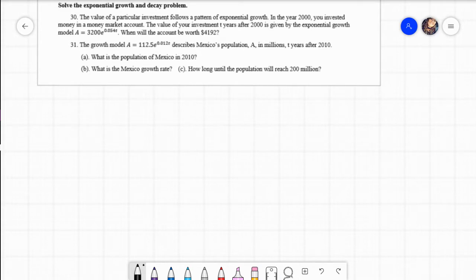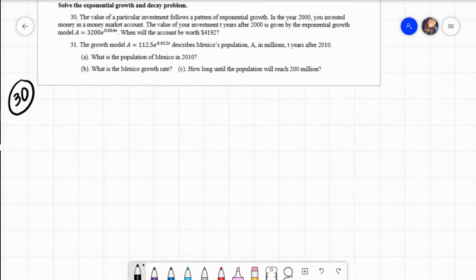For problem 30, it says that the value of a particular investment follows a pattern of exponential growth. In the year 2000, you invested money in a money market account. The value of your investment t years after 2000 is given by the exponential growth model A equals 3,200 times e to the 0.054t. And it says, when will the account be worth $4,192? So we want to know what year this account will be that amount of money, right?